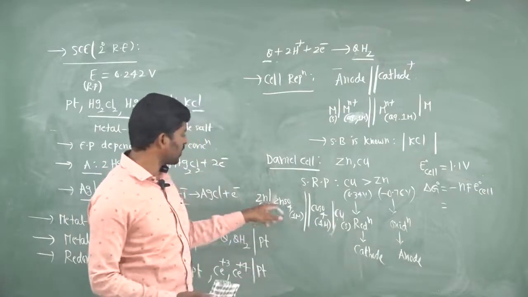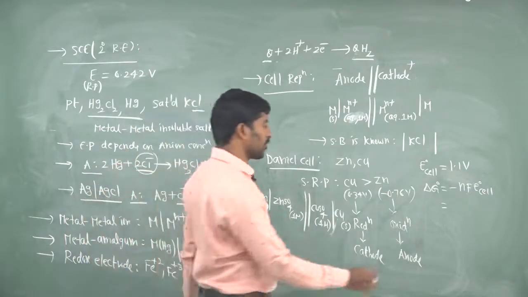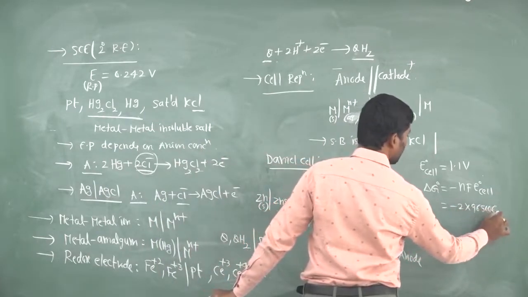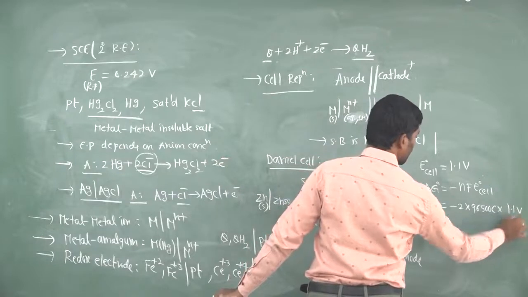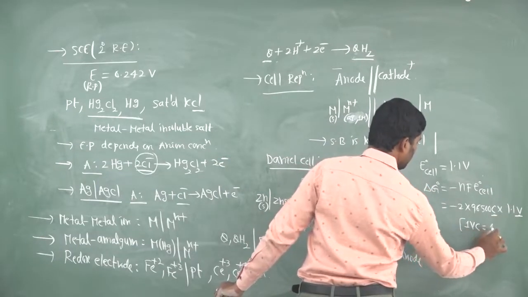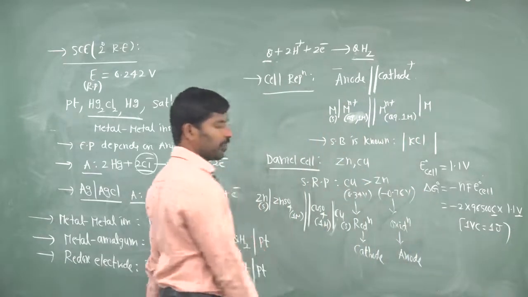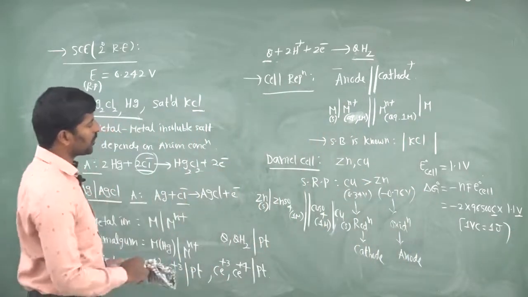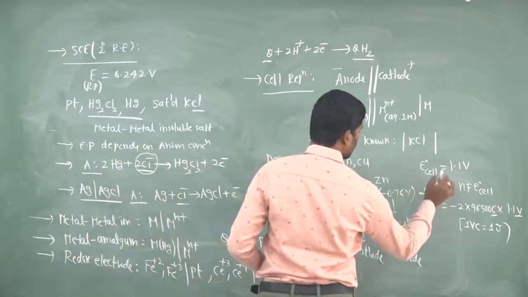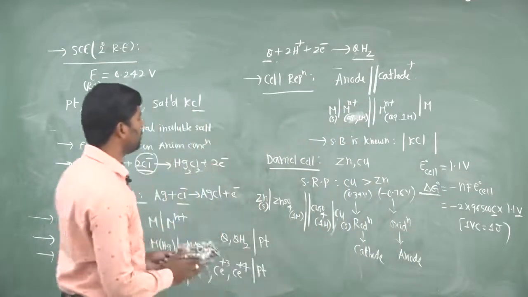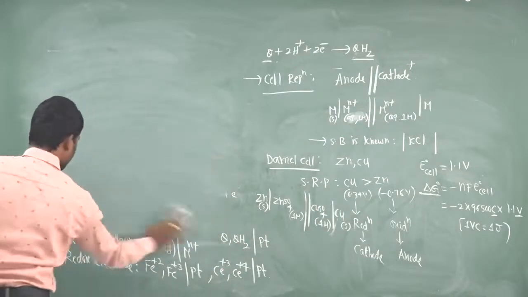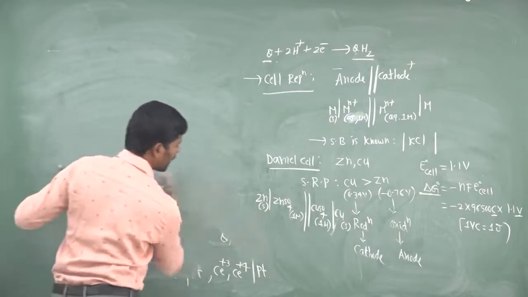So how many moles of electrons are involved? 2 moles of electrons are involved. Therefore we get minus 2 into 1 Faraday, which is 96,500 coulombs, into 1.1 volt. 1 volt coulomb is equal to 1 joule, so we get the result in joules. Sometimes they ask to calculate delta G naught also. So that is the cell representation.